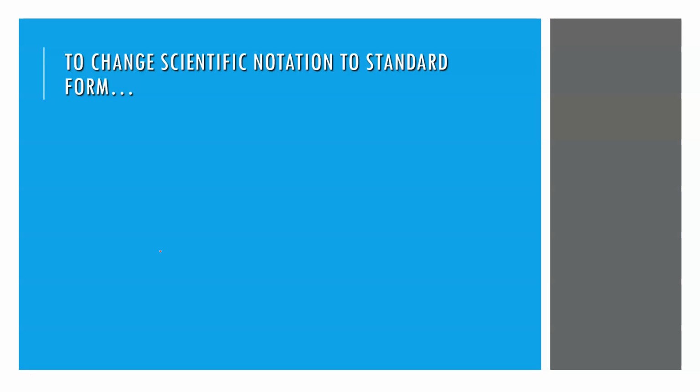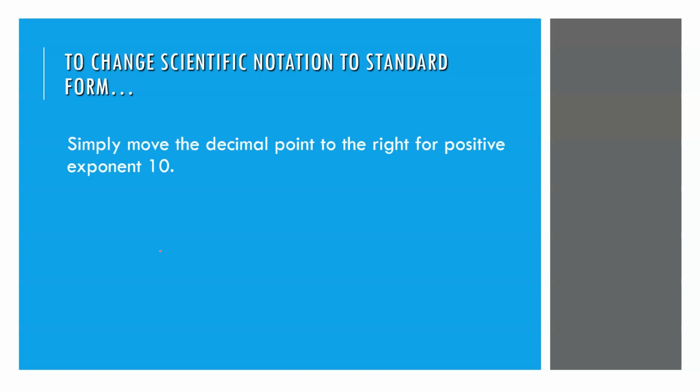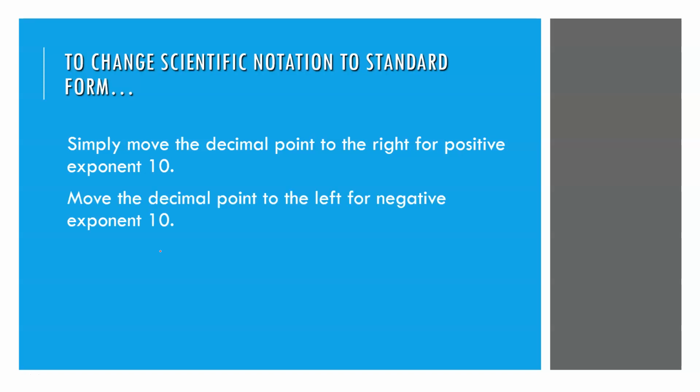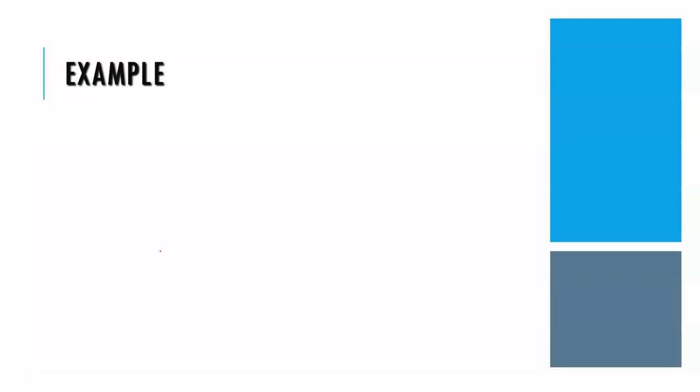Now, sometimes you might be given a number in scientific notation and you want to change it back to standard form. So you're simply going to move the decimal point to the right for a positive exponent of 10. Whatever that exponent is, you're going to move the decimal to the right that many places. You're going to move the decimal to the left if the exponent is negative, but you're still going to move it that many places. You may have to use zeros to fill in places. Sometimes you'll run out of numbers to move that decimal through, in which case you keep moving the decimal but keep adding zeros every time you move it.